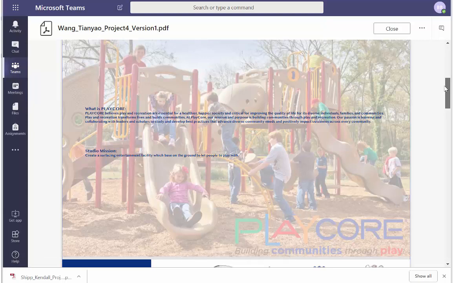All right. Text is way too small. You should know by now. No one's going to read this. They're going to look at the play core.